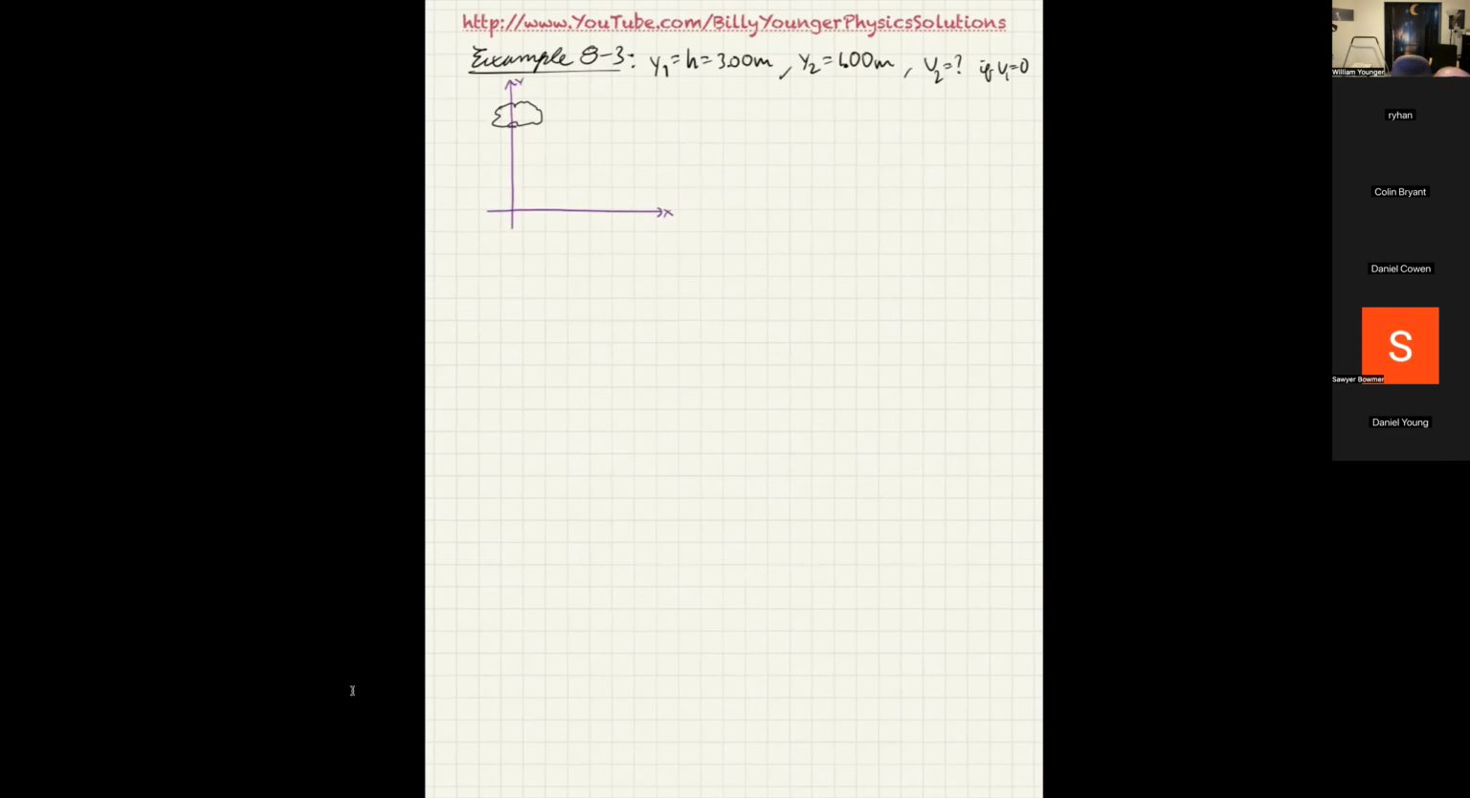I'm going to say this part right here is 3.00 meters, and that's equal to y1, and y2 is 1.00 meters, like that. So we're going to take U initial plus K initial plus work in is equal to U final plus K final plus work out plus E loss.